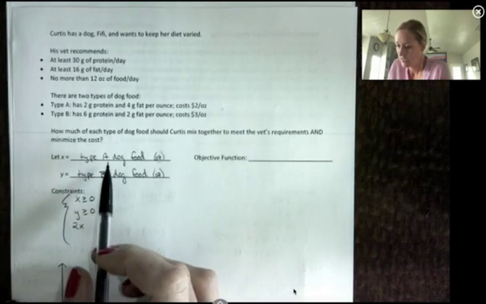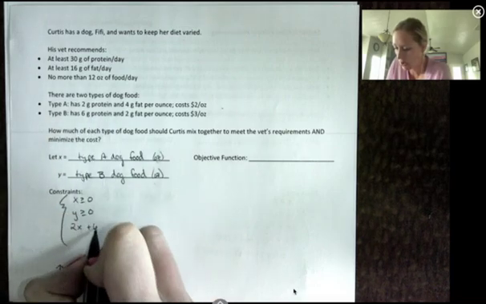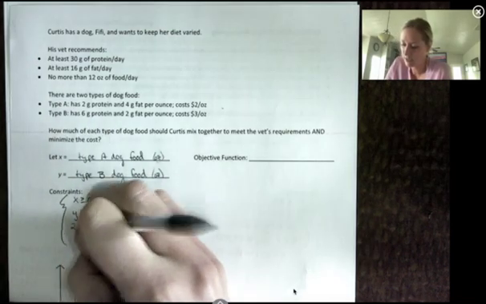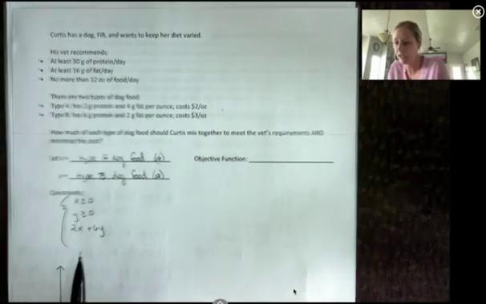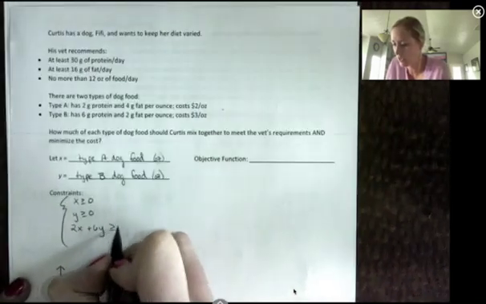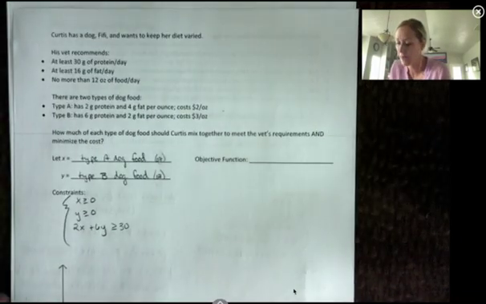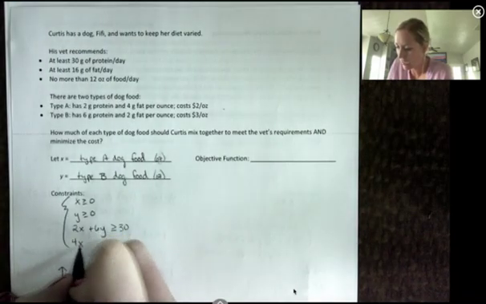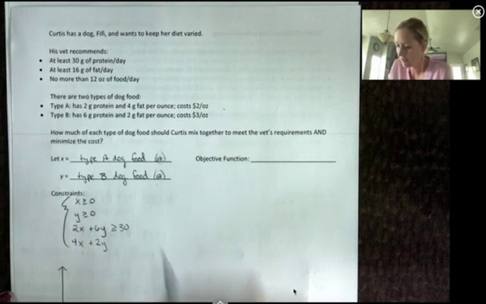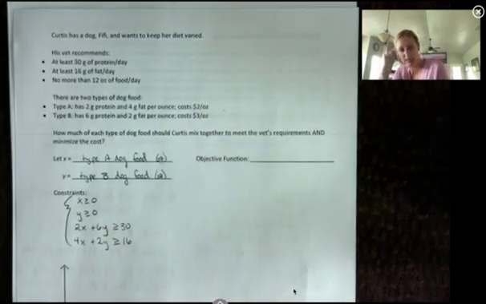And type B had 6 grams of protein. Now, 6, but type B is Y for us. Now, at least means this could be more than 30 grams of protein. So I'm going to do greater than or equal to 30. So 30 is the minimum amount they want. More than that's great. We're doing something really similar with fat. So it's 4 grams of fat for type A, 2 grams of fat for type B. We want the fat consumption to be at least 16.